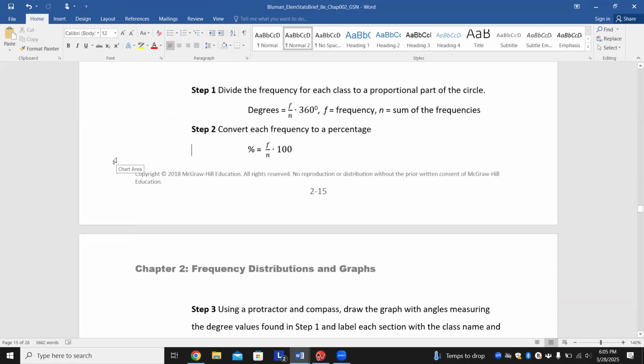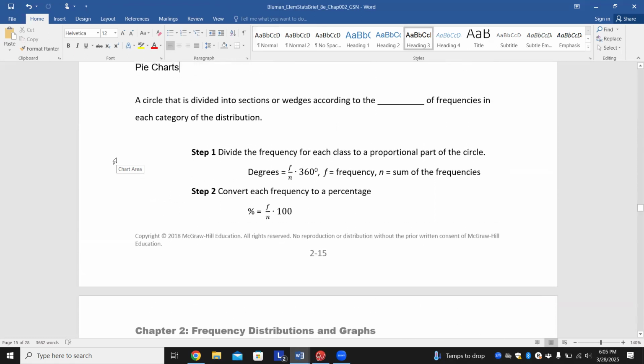All right, the next type is called a pie chart. And it's basically, again, a circle that is divided into sections or wedges according to the proportion of frequencies in each category of the distribution. So the first thing we're going to do is divide the frequency for each class to a proportional part of the circle.